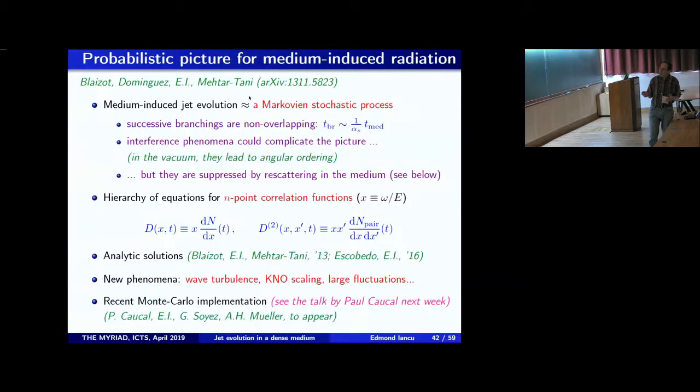And because of that, we can speak about a Markovian process, and for this one, we know the rate is just the BDMPS spectrum. So once we know the rate and we know it's a Markovian process, we can write the probability distribution, we can write Monte Carlo, we can write kinetic equations, and all that will come, and I'll show some results as follows. And I'll discuss the Monte Carlo implementation of this whole process, and Paul will also discuss more about that in his talk next week.